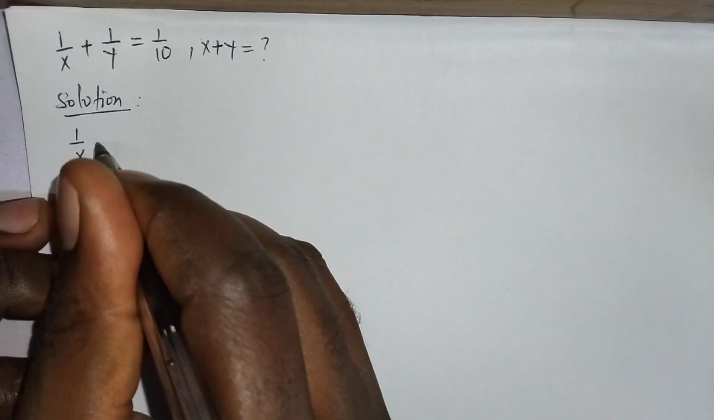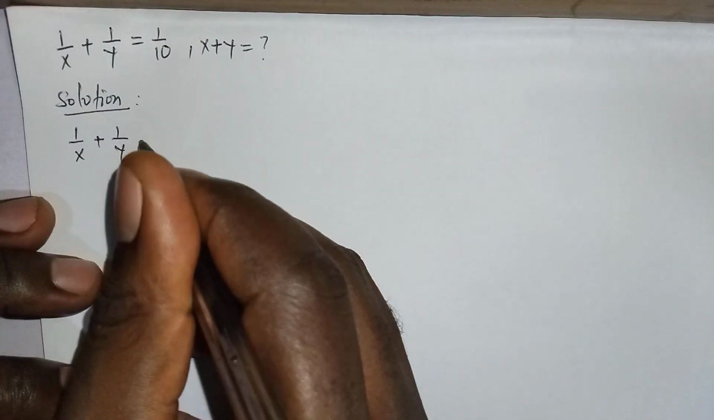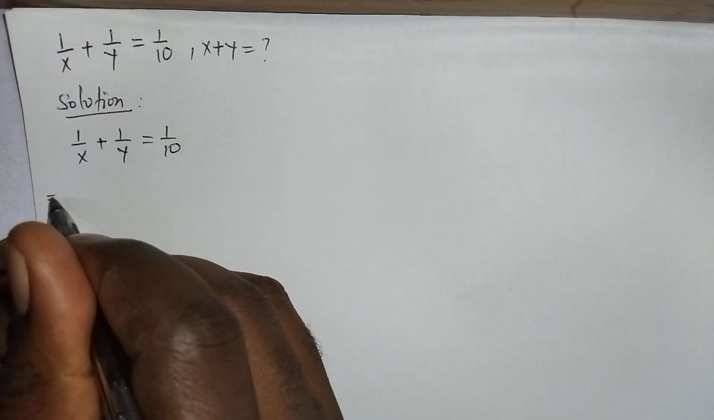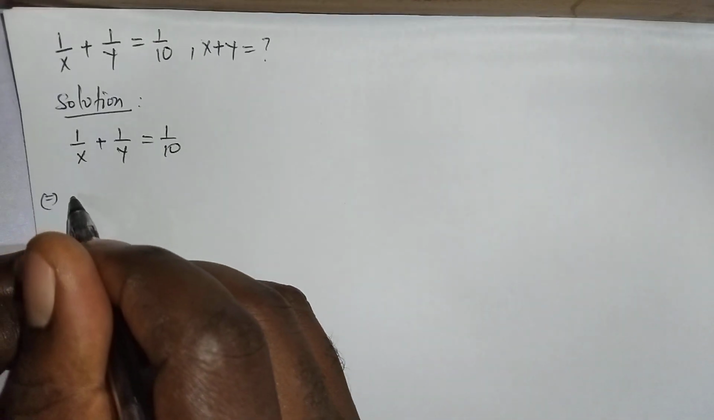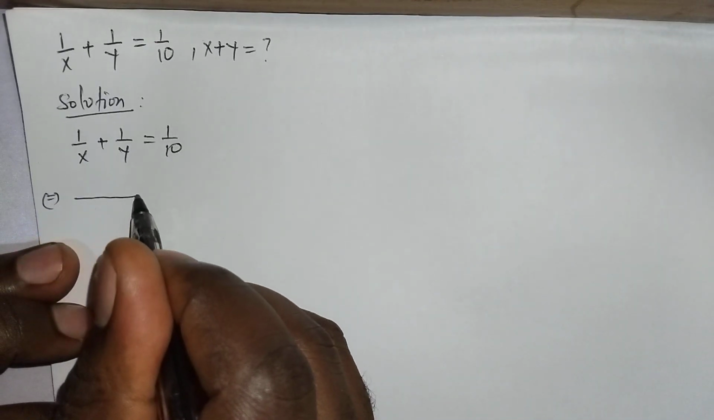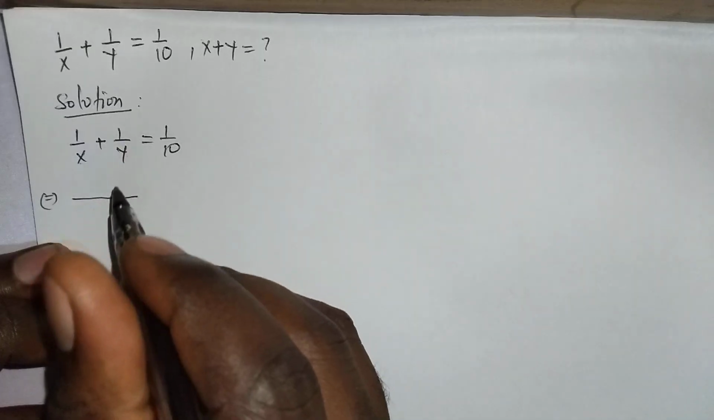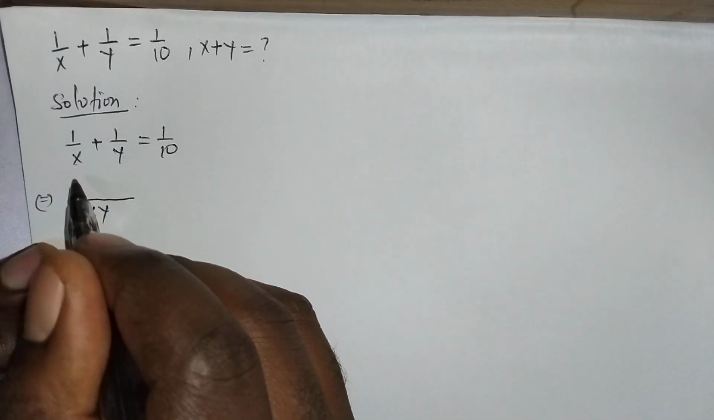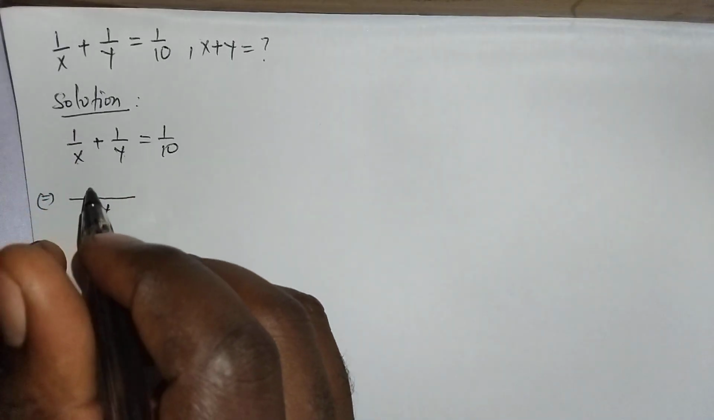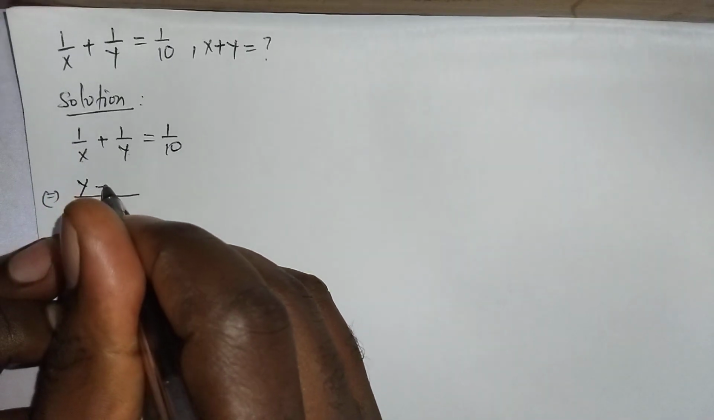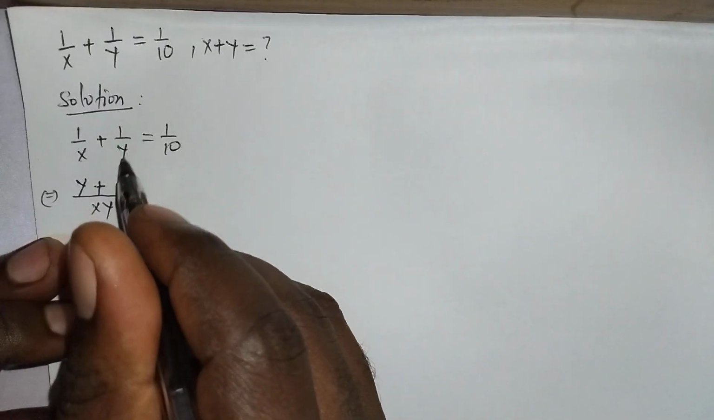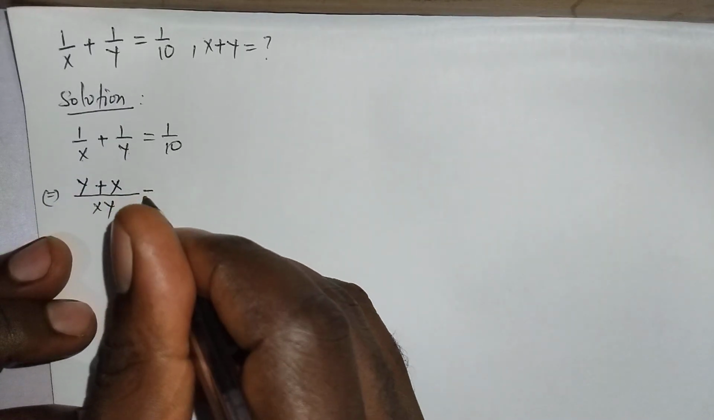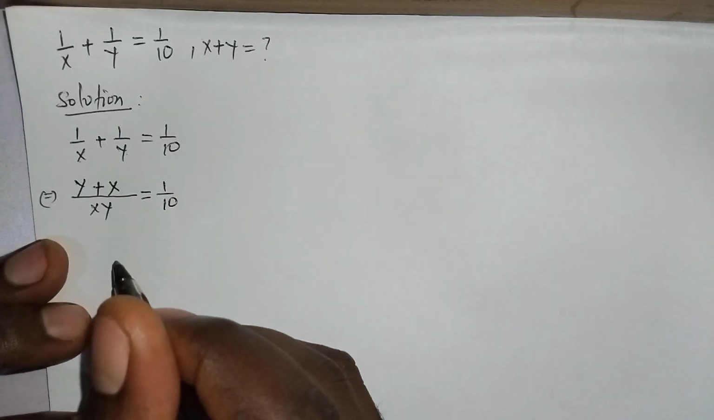1 over x plus 1 over y is equal to 1 over 10. We are going to put them on the same denominator, xy. xy over x is equal to y, y times 1 is equal to y, plus xy over y is equal to x, x times 1 is equal to x, is equal to 1 over 10.